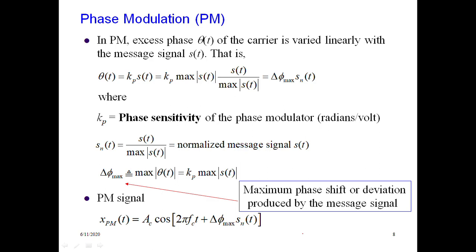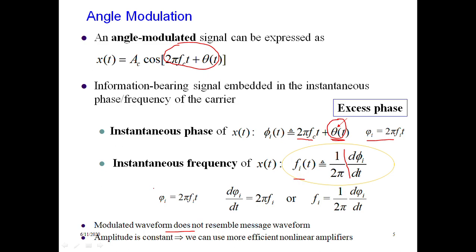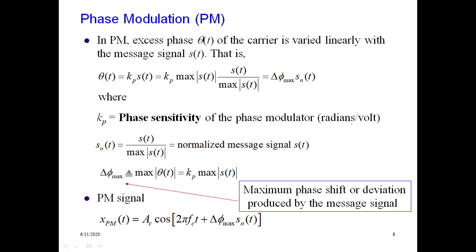Now we go into each modulation type. The first one is phase modulation. In phase modulation, remember I showed the excess phase just now. The excess phase of this carrier varies with the message signal. So let me show you again: this is the excess phase, and we will vary that part. That means the phase theta(t) is equivalent to kp s(t).